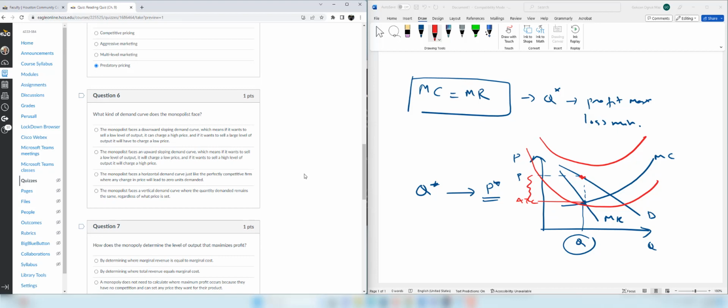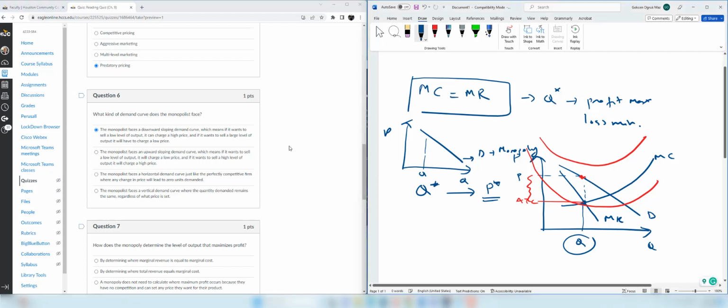Question 6. What kind of demand curve does the monopolist face? From here, you'll see that the demand curve is downward sloping. Since monopoly is the only company in the industry, if this is price and this is quantity, the demand curve is the industry demand curve, and also the monopoly's, because monopoly refers to one company in the industry. So the monopolist faces a downward sloping demand curve, which means if it wants to sell a low level of output, it can charge a high price. So if the quantity is here, near 0, then the prices are going to be higher. But if the monopoly wants to produce more, then it can only do it by reducing the price. That's the idea of a downward sloping demand curve.